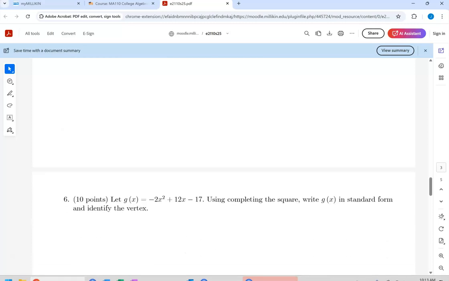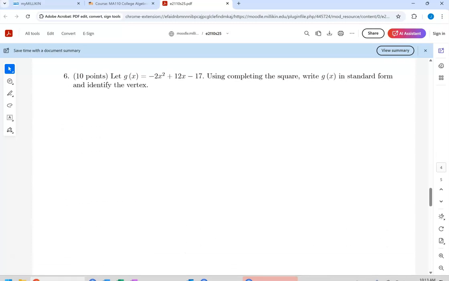Let's look at the next one. Writing a quadratic function in standard form. Remember again, the first thing we would do is factor out that -2 off of the x's. You get a coefficient of 1 on the x squared. Ooh, I can pick up the chalk.